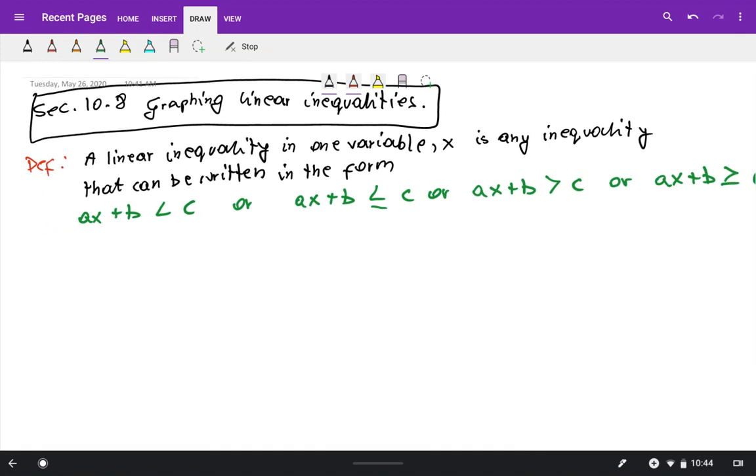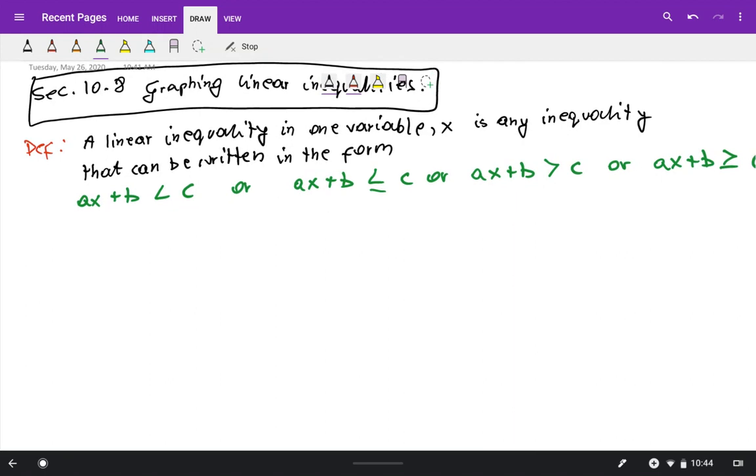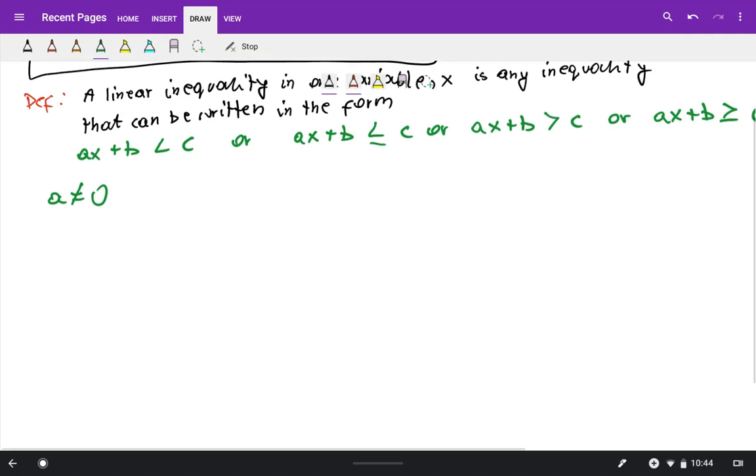Again, since we're talking about linear inequalities, we have to give the condition that a can't be equal to 0, because when a is 0, you're just dealing with numbers and comparing them. So let's review inequality symbols.